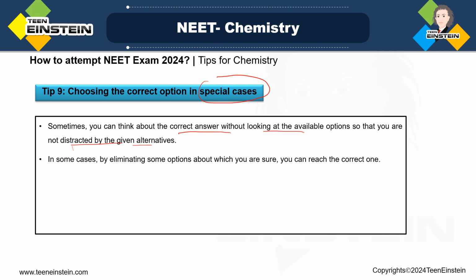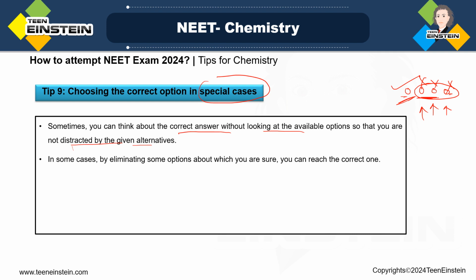Then in some cases you can eliminate some options about which you are sure. Suppose there are a total of 4 options. You clearly know that 2 of them are not possible at all. Now you can choose between the other 2. Or you may be sure that all 3 are wrong. Now only one is left, and that must be correct, because there is only a single correct choice. So eliminating options about which you are sure is a very good way to reach the correct one. This is possible in some cases.